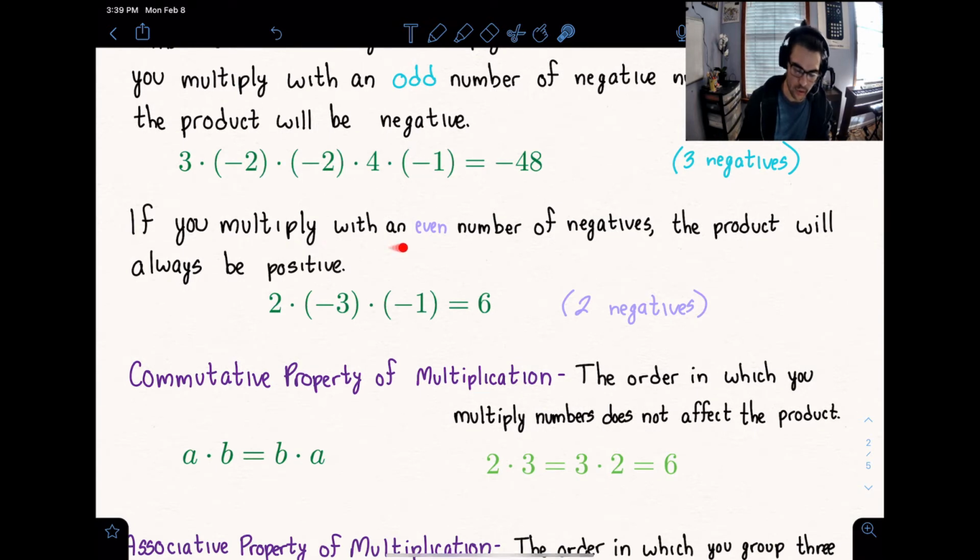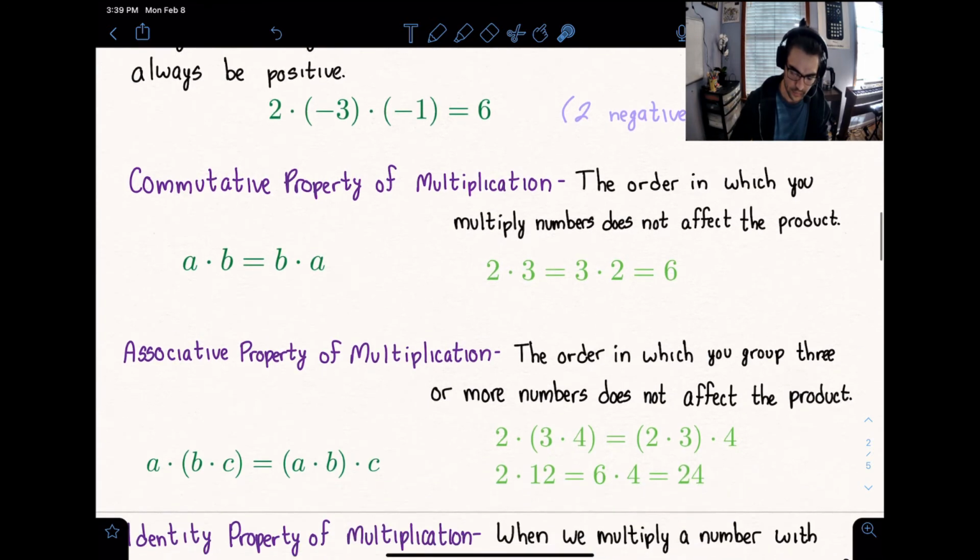Likewise, if you multiply with an even number of negative numbers, the product will always be positive. And here we have an example here. We have two negative numbers. The double negative cancel out, becomes a positive. 2 times negative 3 times negative 1 is the same thing as 2 times a positive 3. Just gives us a value of 6.